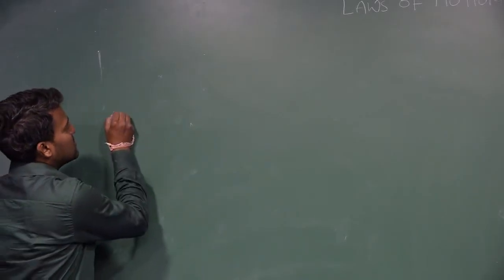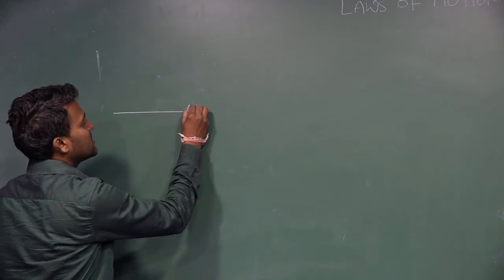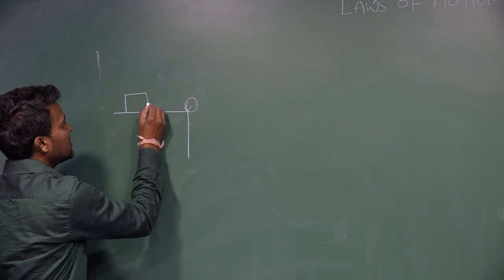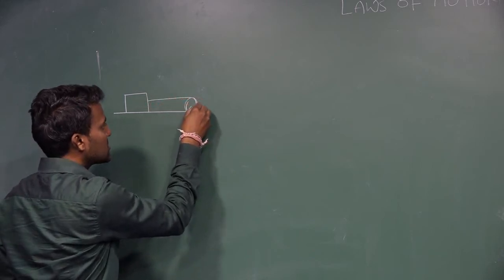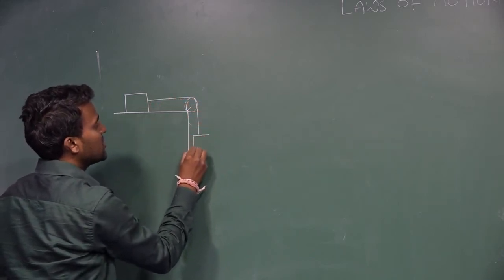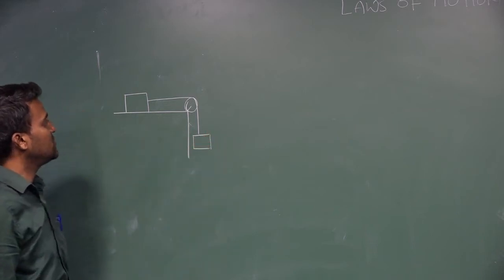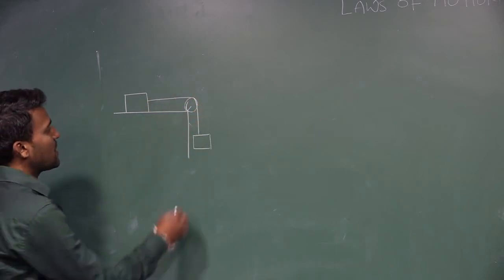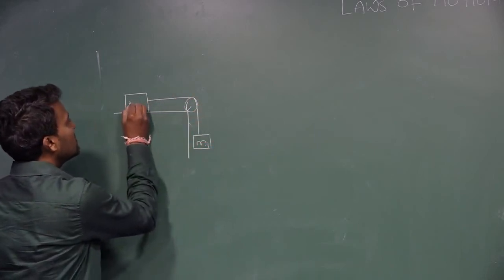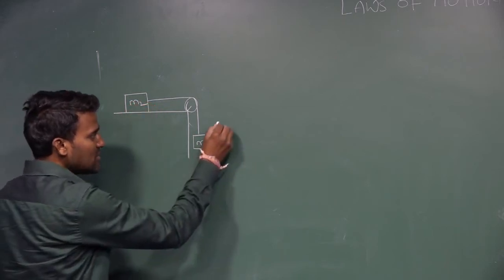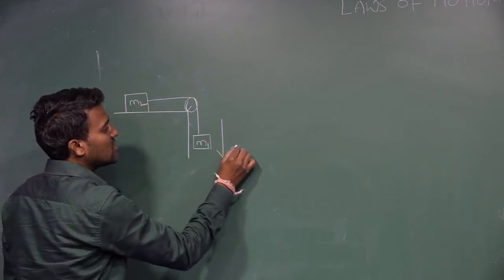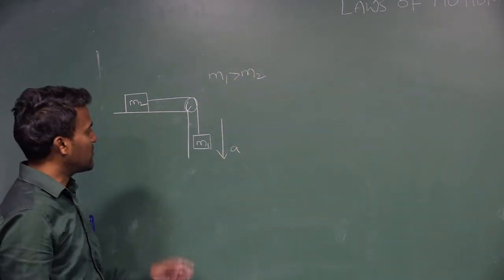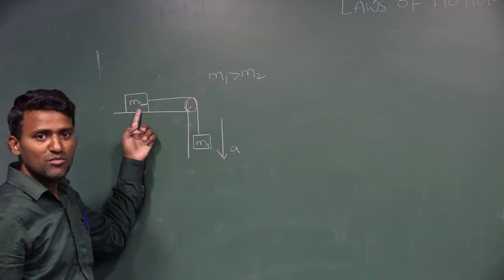If we take the Atwood machine, it is like this, isn't it? This is a frictionless pulley we are arranging here, and this is one object. Now it is a light, inextensible string, passing over the frictionless pulley, and we are writing this is mass m1, this is mass m2. According to this, I am writing here that mass m1 is greater than m2. So this block's mass is greater than mass m2.